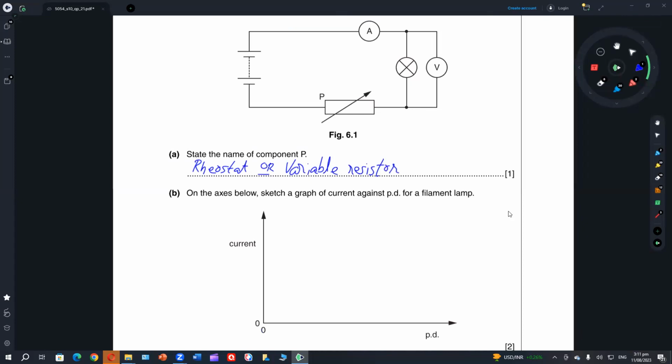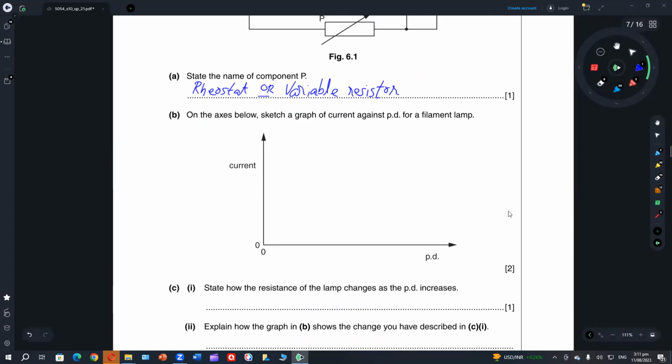On the axis below, sketch a graph of current against PD for a filament lamp. It's a memory function. And if you remember that filament lamp does not follow Ohm's law in a way that when temperature increases, when you switch it on, its temperature increases and consequently its resistance increases.